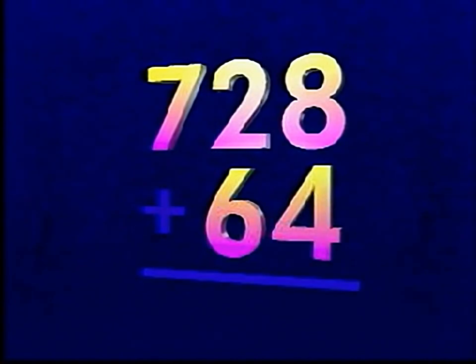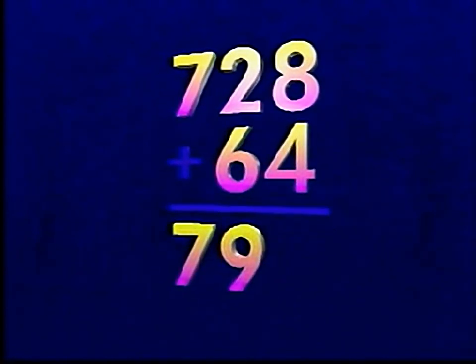Which of these numbers is close to an even 10? 728 is. Let's increase it by 2 to 730. Adding left to right, we get 794. Since we increased by 2, we must decrease our answer by 2. The real answer is 792.